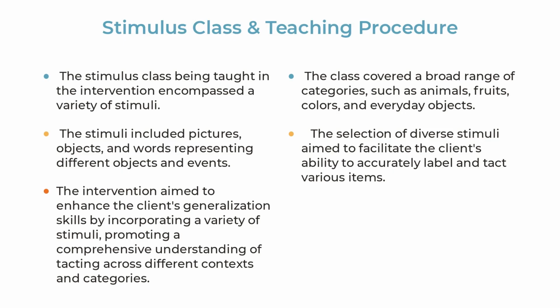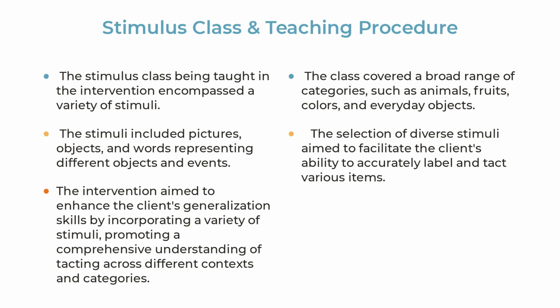Some ways that we were able to increase the likelihood of stimulus equivalence was by carefully selecting stimulus classes for tacting. Stimulus classes were taught in the intervention to encompass a variety of stimuli. The classes covered broad ranges. We had animals, foods, colors, and several other everyday items that were grouped up into categories to make these different classes.